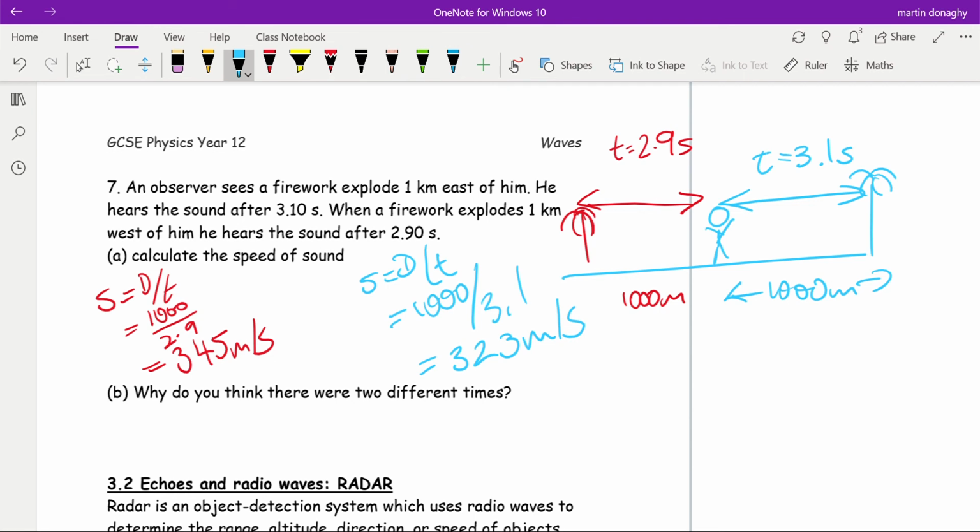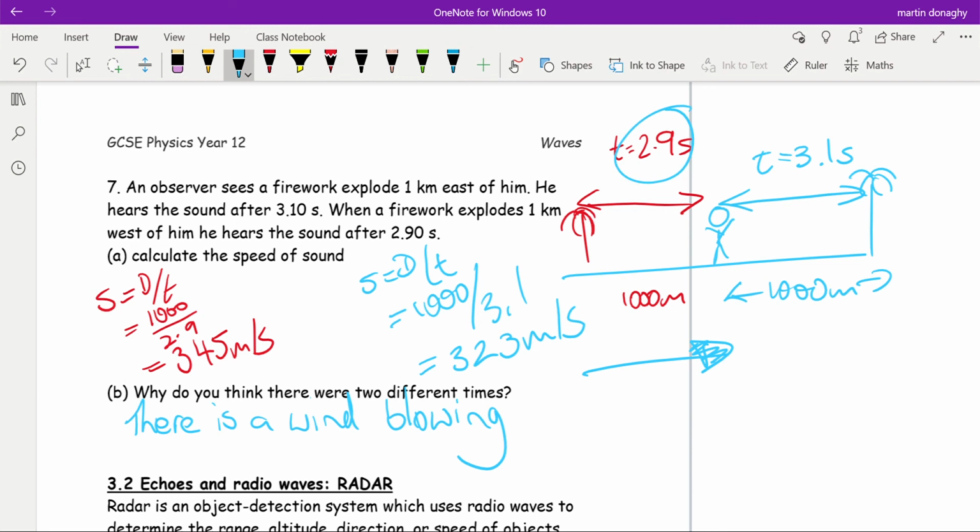Why is the speed different? Why are the two times different? The reason for this is sound travels in air, and air is not always still. Therefore, there is a wind blowing that kind of assists the red firework there, because the wind must be blowing in this direction, which carries the sound with it, which is why this is less rather than this sound here. Remember, it's trying to travel in this direction, and therefore it takes longer because it's traveling against the wind towards the east.